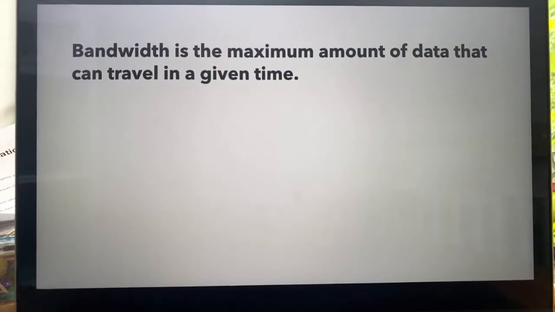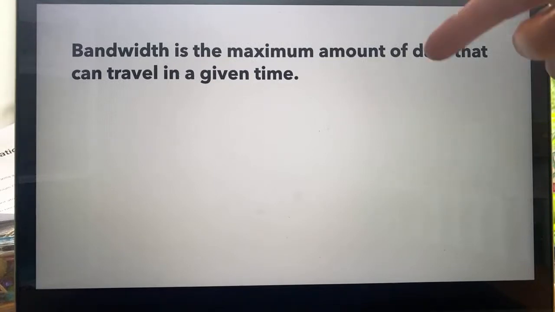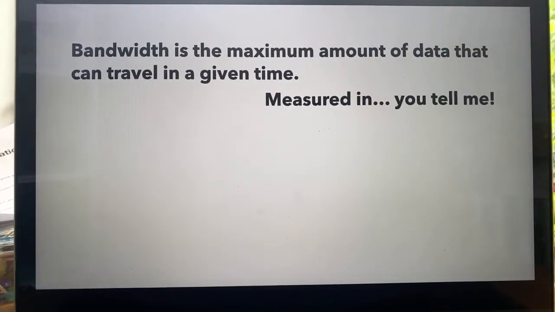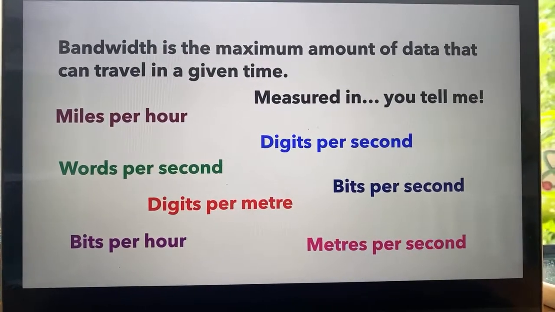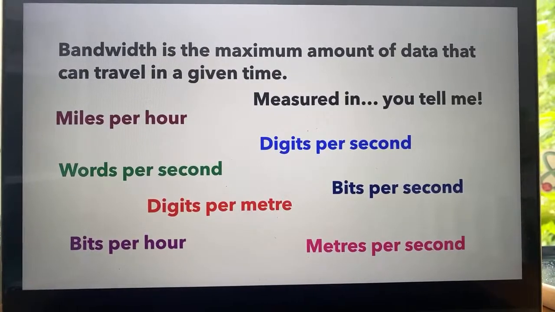All right, let's talk a little bit about bandwidth. All these words that you probably heard of, but maybe you didn't know what they were. Bandwidth is the maximum amount of data that can travel in a given time. I'm going to be really mean here. I'm going to see how much you remember about data. It's measured in, you tell me. You can use data and information interchangeably, but strictly speaking, it's data. The maximum amount of data, information you can send in a given time, that's called your bandwidth.